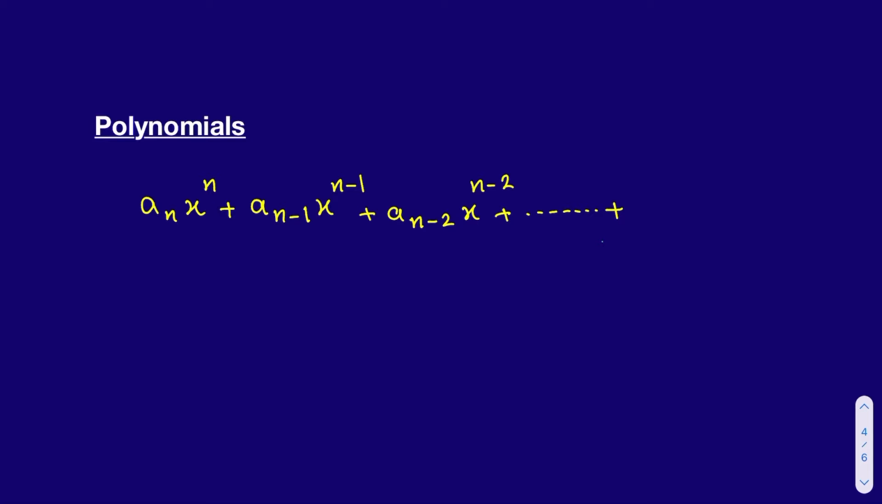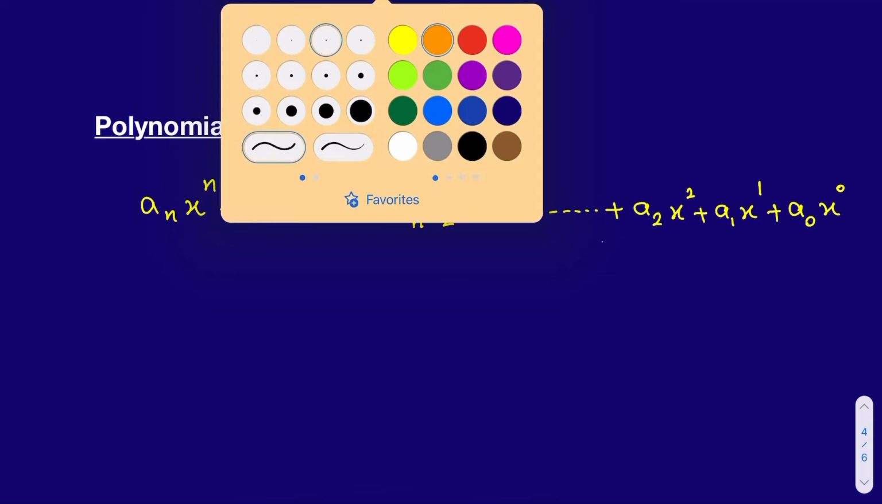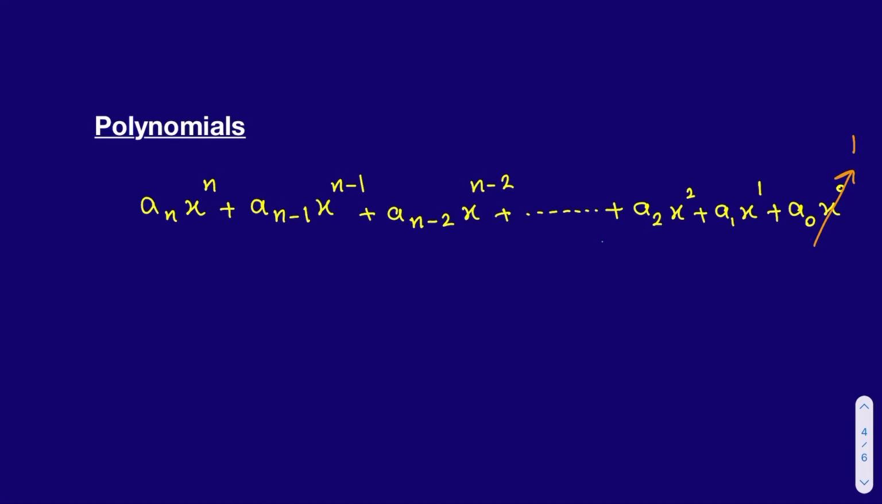to a sub 2 x to the power of 2 plus a sub 1 x to the power of 1 plus a sub naught x to the power of 0, which normally, x to the power of 0 is equal to 1, and we do not write that.